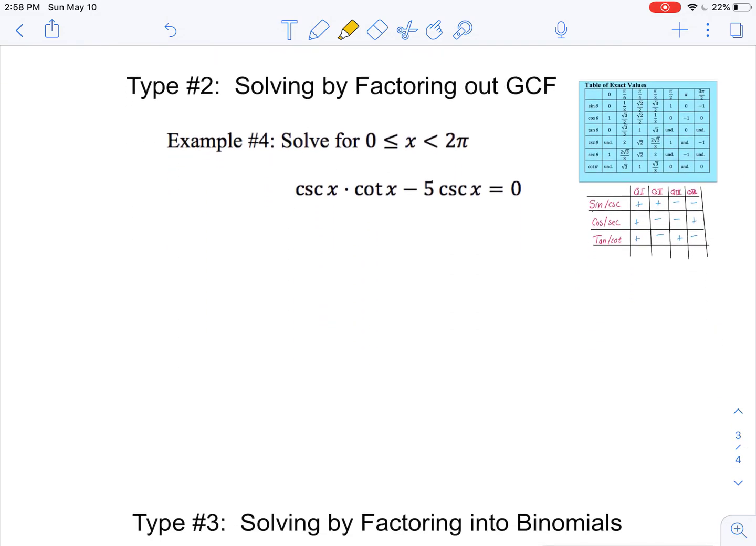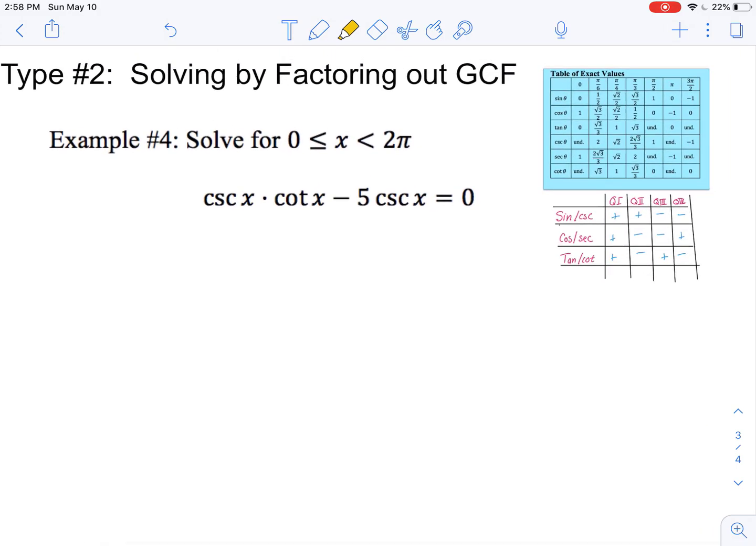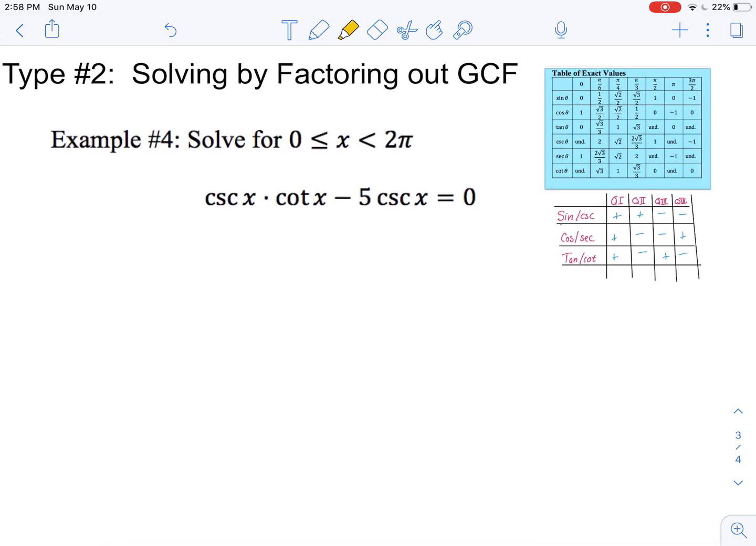Example 4, we're going to do the same thing. I need to notice that my range is given in radians, so my answer will be in radians. I'm going to go ahead and this is already set equal to 0. So I'm going to go ahead and factor out a greatest common factor.